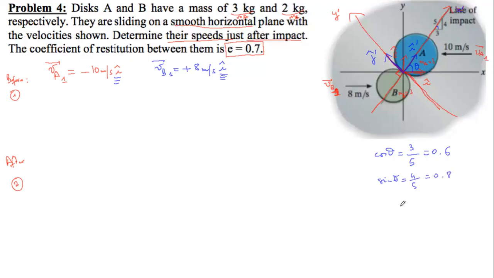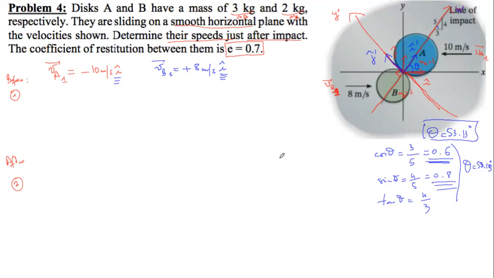Sine theta is 0.8, and tangent theta is 4/3. So all this will give you an angle of 53.13 degrees. So theta is 53.13 degrees. But as you will see, all I need is cosine theta and sine theta.